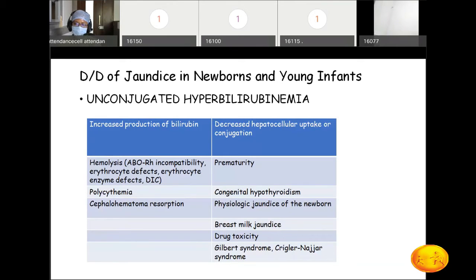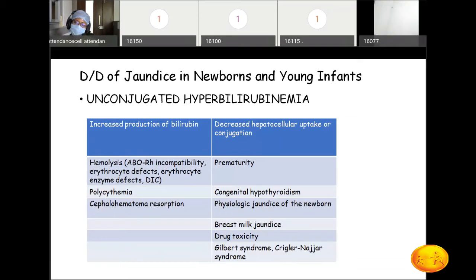Decreased hepatocellular uptake: premature babies, or even why do we get physiological jaundice of the newborn? Because the mechanisms of hepatocellular uptake and conjugation are both a little bit immature. When the fetus was in utero, this entire bilirubin metabolism was taken care of by the mother's liver. Whereas suddenly, as the cord is clamped and cut, the baby's liver will have to manage all this load of bilirubin on its own. And a few of these mechanisms are not mature as yet. They take a few days to mature. And hence what we get is physiological jaundice of the newborn.